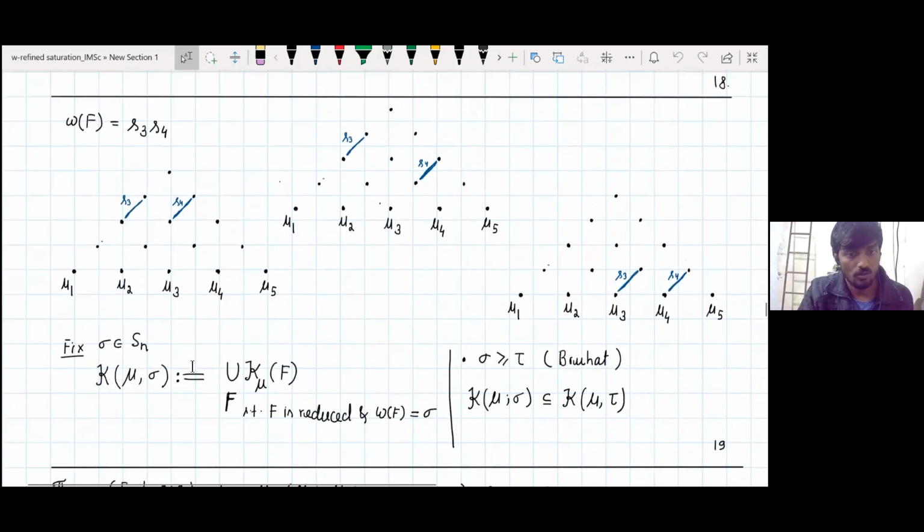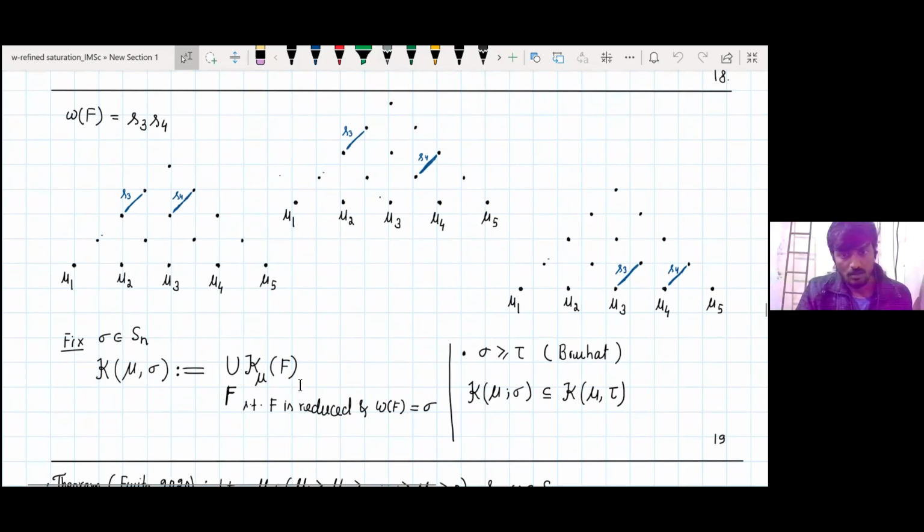Now what I am defining here: fix some permutation sigma. What is K_mu^sigma? That is the union over all reduced faces whose reading word is sigma of the dual Kogan face. Take the union of all the dual Kogan faces of this. Okay, so if sigma is bigger than or equal to tau in Bruhat order, then K_mu^sigma is contained in K_mu^tau.